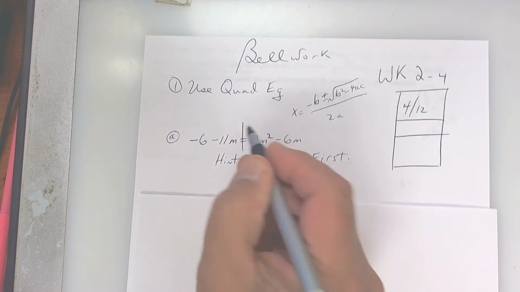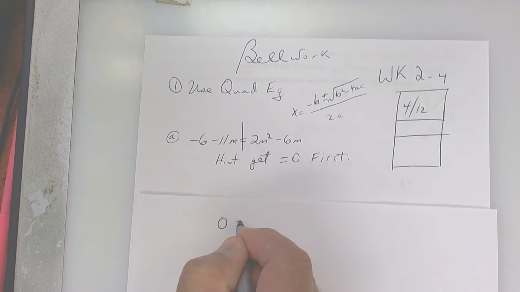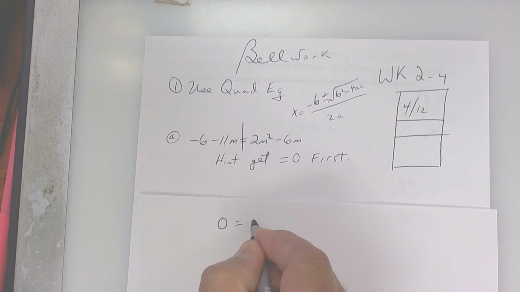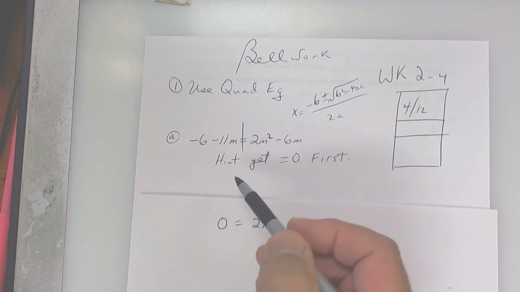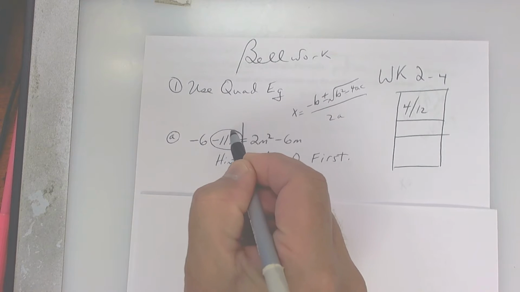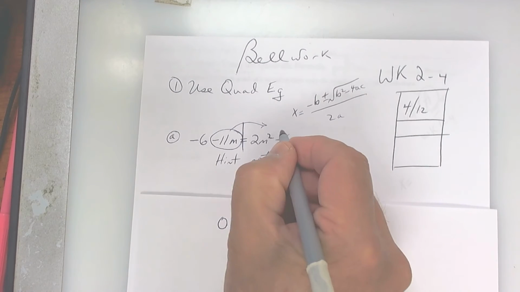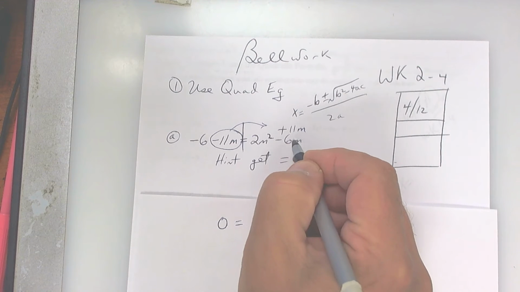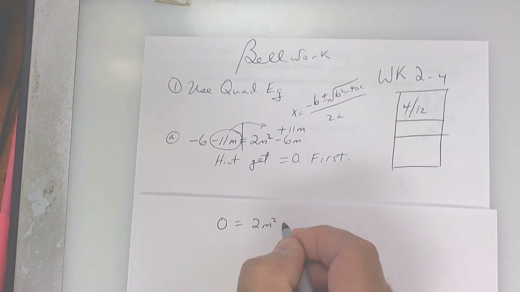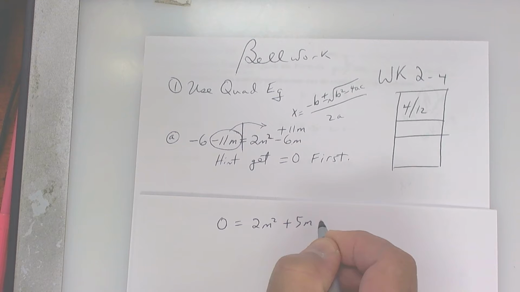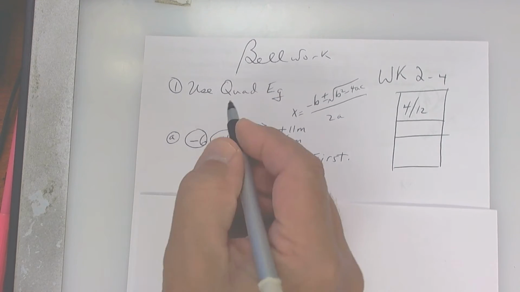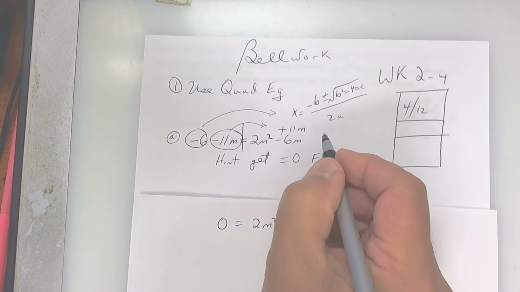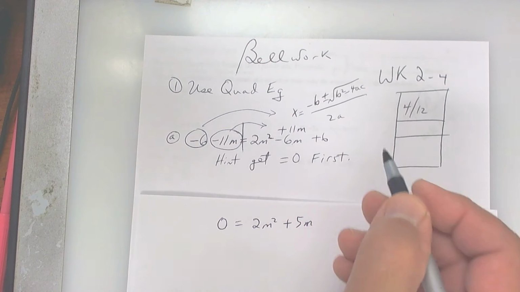So let me think about this. If I put a 0 here, I can leave the 2m squared, and then I can move the 11m, which is going to turn into a positive 11m. And when I do that, that looks like that's going to be 5m, so plus 5m. And then when I move the negative 6 over to this side, it changes to a positive 6.